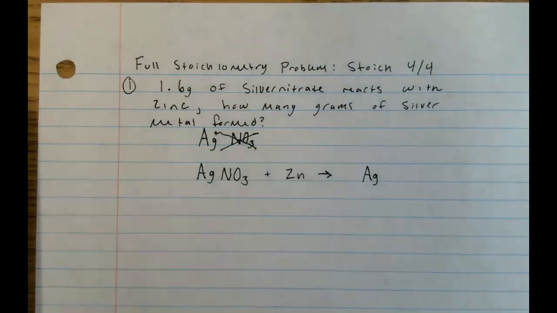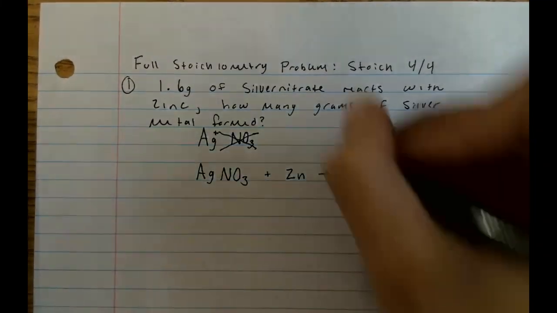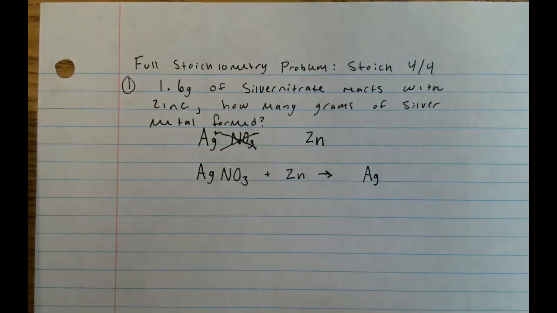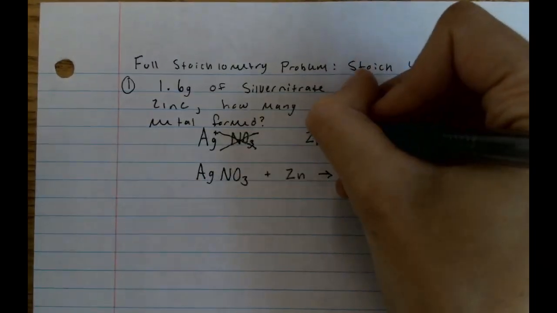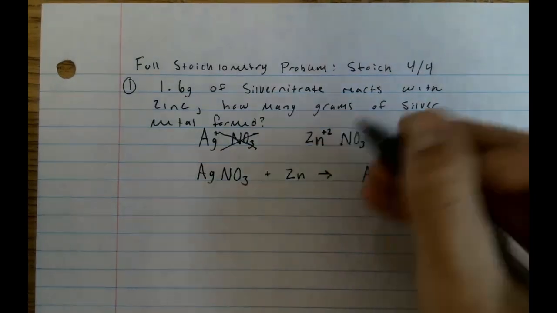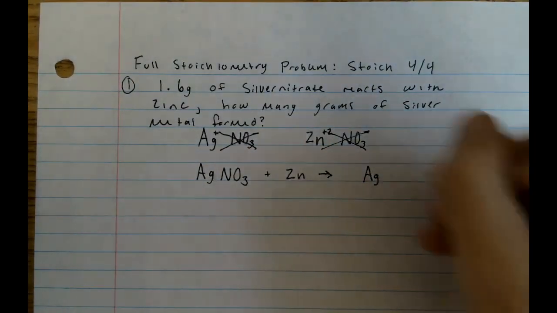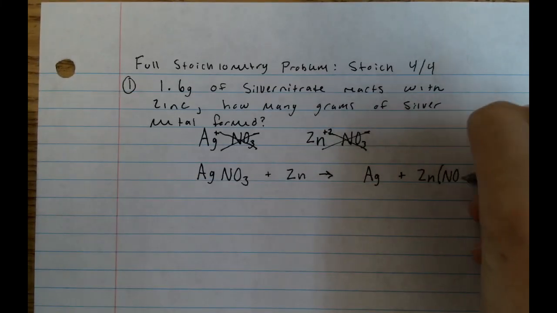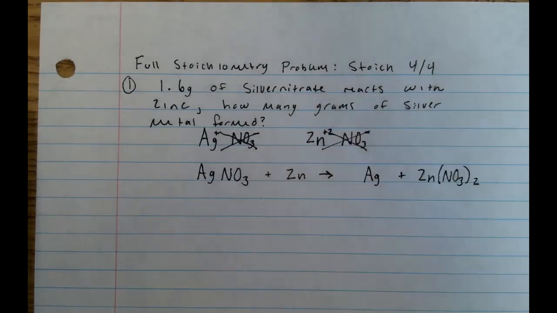So that means we now need to crisscross zinc and nitrate. Zinc is another transition metal where it only has one charge. It's +2. And nitrate is still NO3-. So when you crisscross that, you get Zn(NO3)2.